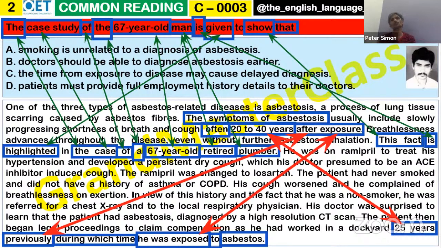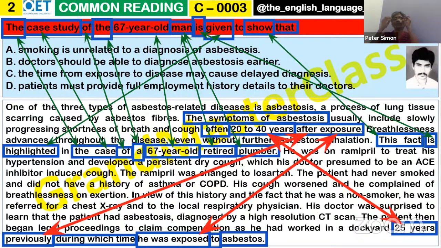It's a reverse process. In both places the answer is given, but they have twisted the style. Here he said before, there they said after. Here they said 20 to 40 and 25 is in between 20 to 40. There he said exposure, here he said exposed. All things are twisted, but you should understand the reason. So the number is important here, because of that number, the year is important. 67 years and 25 years and 20 to 40 years, all are related.